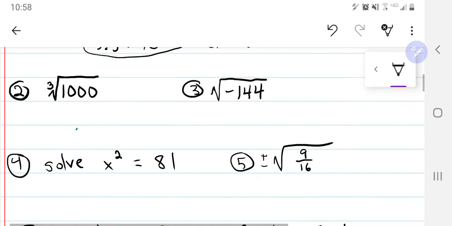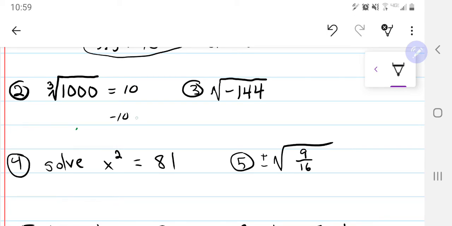All right. Cube root of 1,000. Hopefully you got 10. Does -10 work? No, it does not, because -10 times -10 times -10 would be -1,000, not +1,000. All right, we're trying to find the square root of -144. Well, there is none. No real solution.